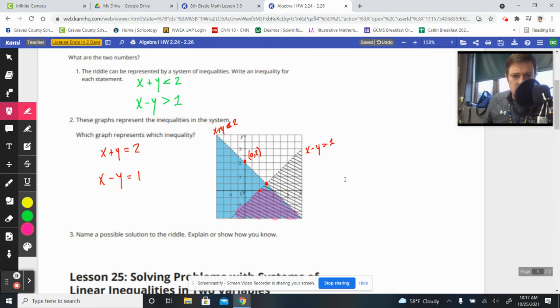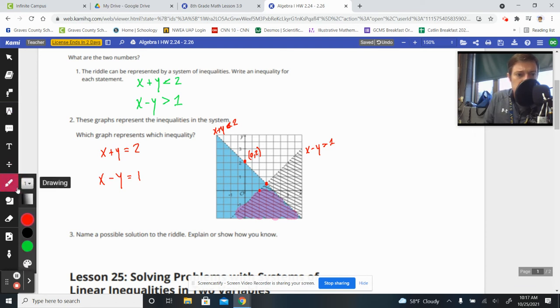I'm just going to pick one that I know is there. Let's say that I go over 1 and down 1. That point, 1, comma negative 1, will make both of them true. So name a possible solution to the riddle: I'm going to say 1, negative 1, and explain or show how you know. I'm going to show it over here.